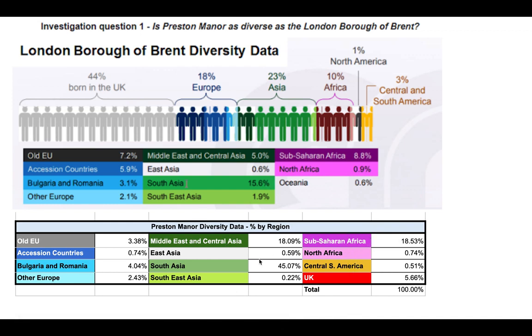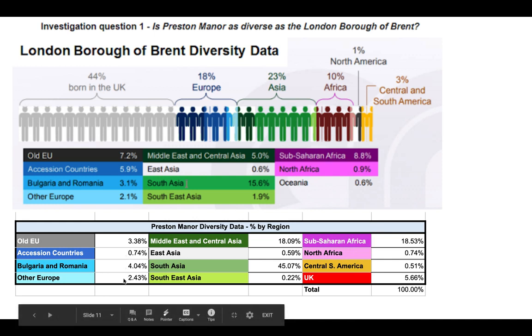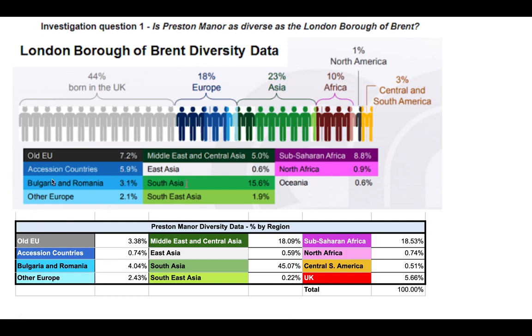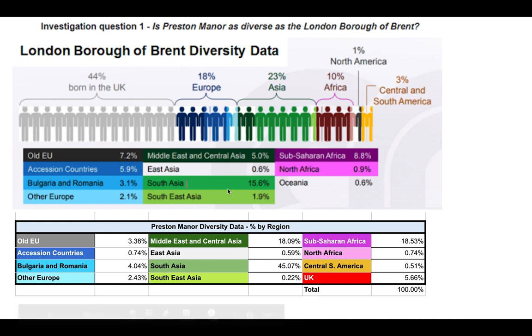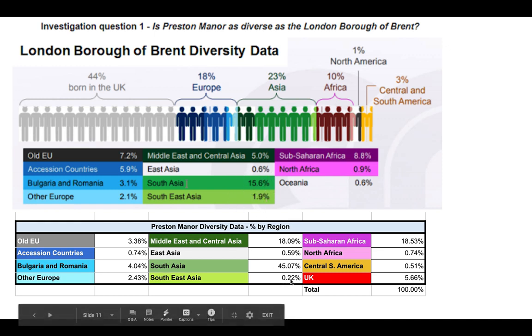And I think one of the things you're going to notice is that although the number of Bulgarian and Romanian students and other European students in our school is similar to Brent as a whole, we actually have relatively fewer from old EU countries. In Brent as a whole, 5% of people are from the Middle East and Central Asia, but in Preston Manor, 18%. And with South Asia, a huge difference: 15% of people from South Asia in Brent as a whole, but in Preston Manor School, South Asians make up 45% of the students.